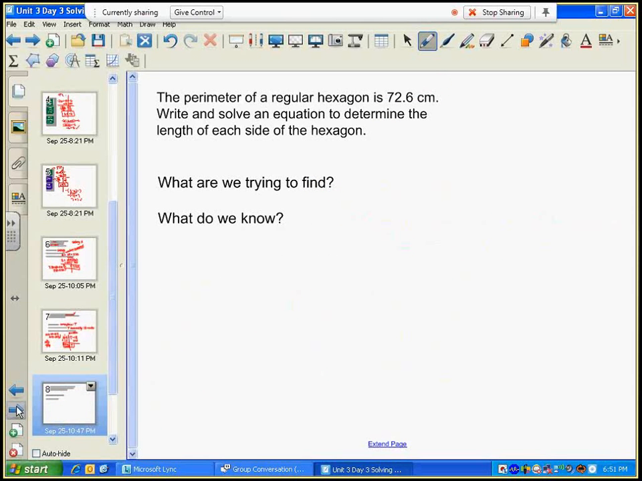Okay, 2 more. The perimeter of a regular hexagon is 72.6 centimeters. How many sides does a hexagon have? 6. It's got 6 sides. The fact that it's regular means that all sides are the same length. Write and solve an equation to determine the length of each side of the hexagon. Okay, so what are we trying to find? We're trying to find the side length, right? Which I'm going to call S.